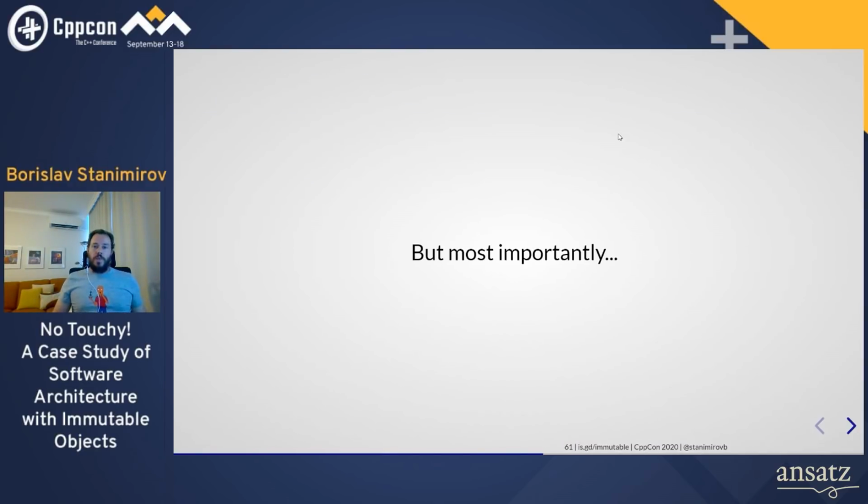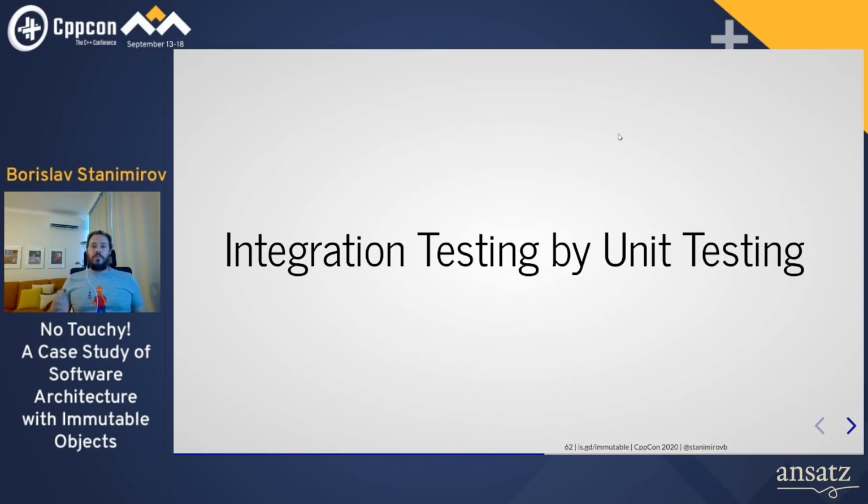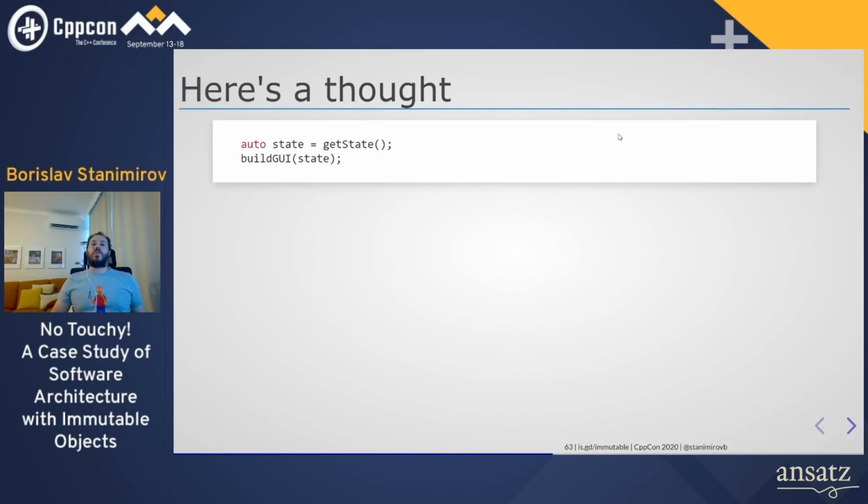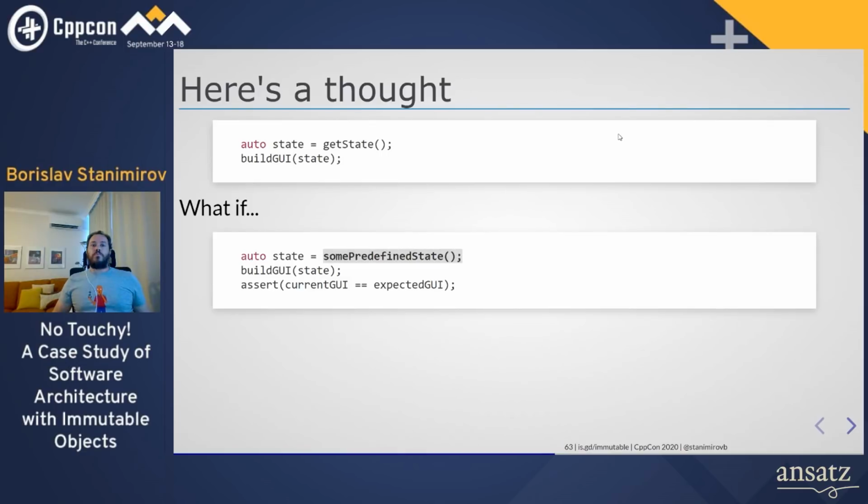But there's one thing that's much more important than all of these. And that's integration testing by unit testing. And what do I mean by that? So here's the thought. If we magically create our objects and we have built the build GUI function in C++, what if we do that? We can get some predefined state, something hard-coded in our application. We can call build GUI, and then we can assert that the GUI that we have currently, after calling build GUI, is the one that we expected. That's a nice test. That's really nice, actually. That's the best way to test something, a unit test.